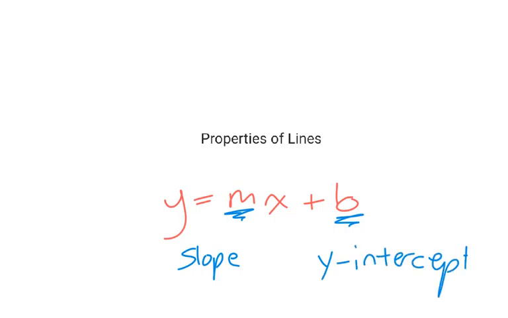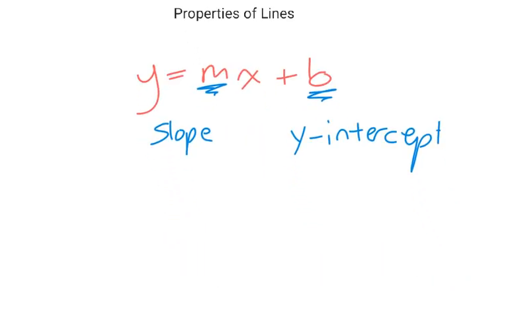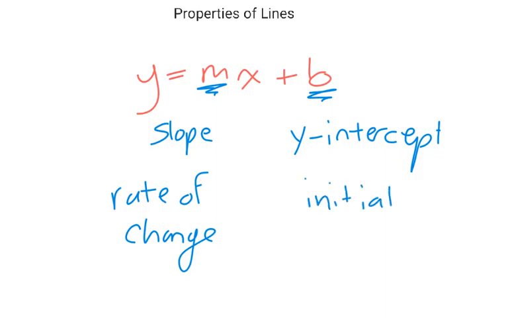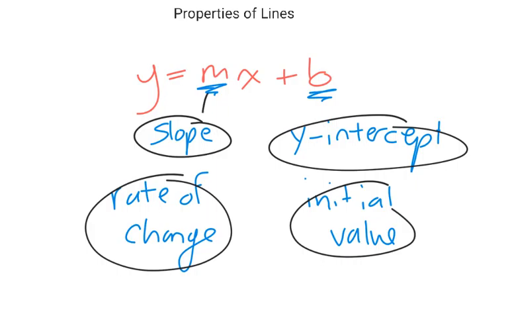y-intercept. In previous lessons, we learned that the slope is also known as the rate of change, and we also learned that the y-intercept is the same thing as the initial value. So I'm just going to circle that so that you know they're all the same. We also learned that y represents the dependent variable and x represents the independent variable.